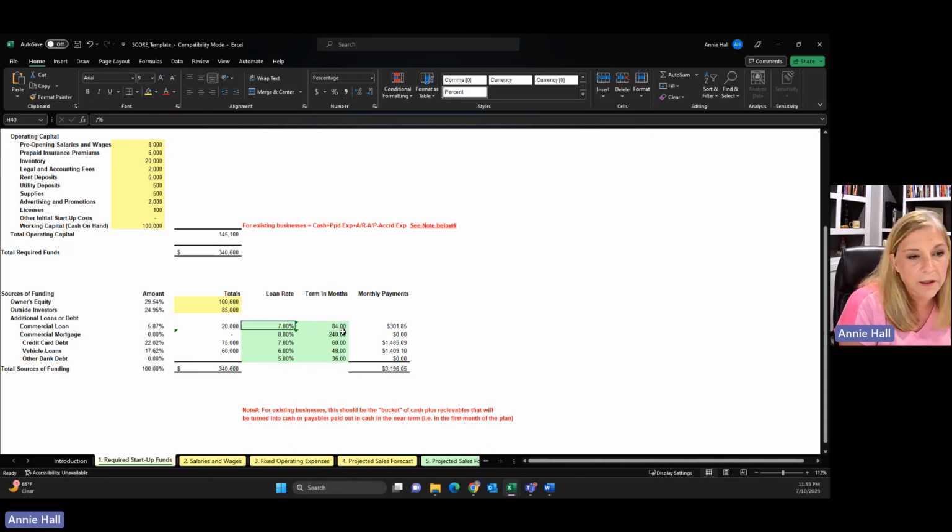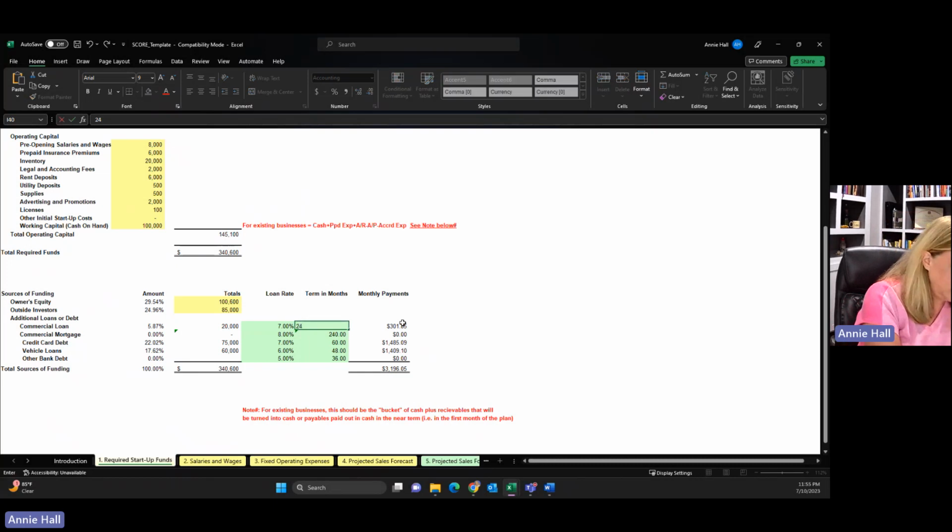So they aren't going to give us $20,000 over 7 years. They might give us 2 years to pay that off. So I'm going to change that to 24 months. So we have 24 months to pay it off, which means if it's at 7% for 24 months, our monthly payment's going to be $895.45.